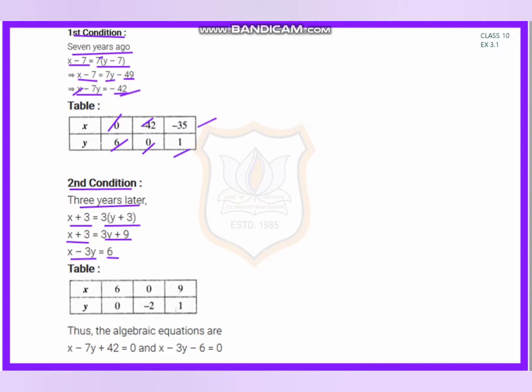Now we can put any value of x and we get a value of y. In the first condition, in some cases we put x, in some cases we put y. Here, if I put the value of x as 6, I get y equals 0. If I put x equals 0, I get the value of y as minus 2. If I put the value of x as 9, I get the value of y as 1. Thus we get two algebraic equations. Now we have to plot these on the graph paper.